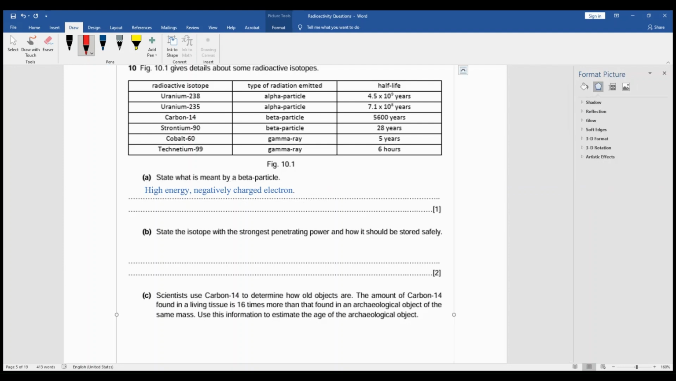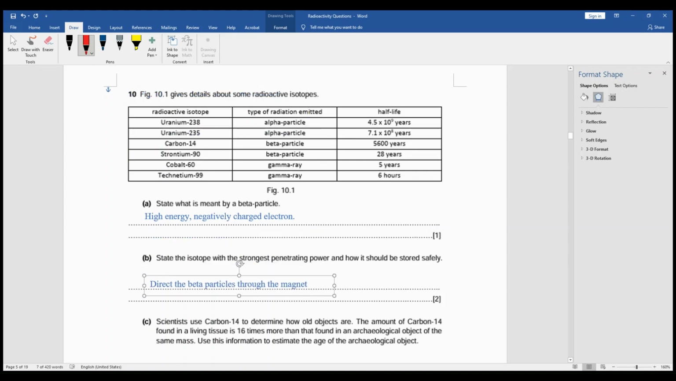Next, take the isotope with the strongest penetrating power. Now we know that alpha has the highest ionizing power, but it has the lowest penetrating power. So the highest penetrating power should be gamma. But there are two of them. They say state the isotope. I would say either one. I don't think the teacher really planned this properly. I think if you state either one, you should get it correct as long as it's gamma. So cobalt 60 or technetium 99, both should get a mark.